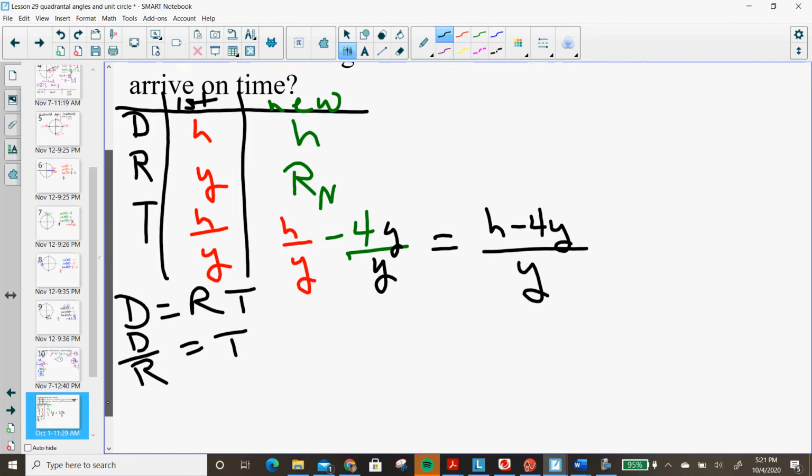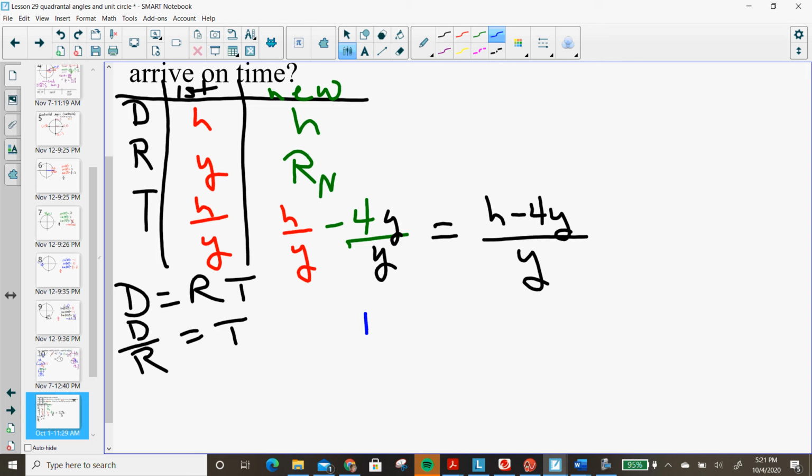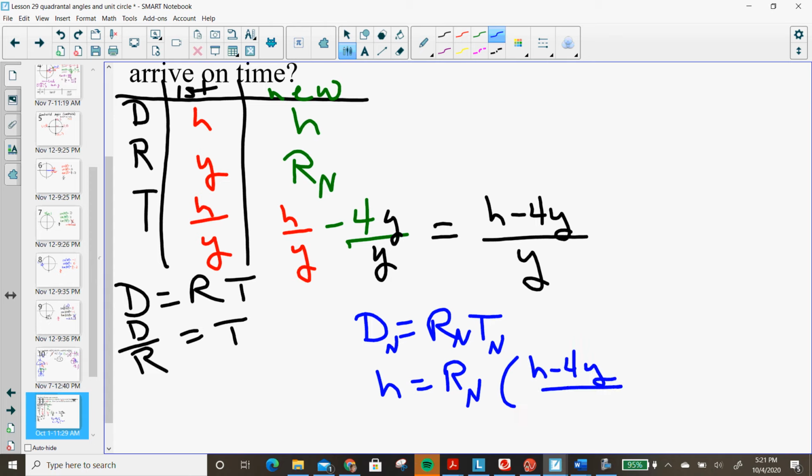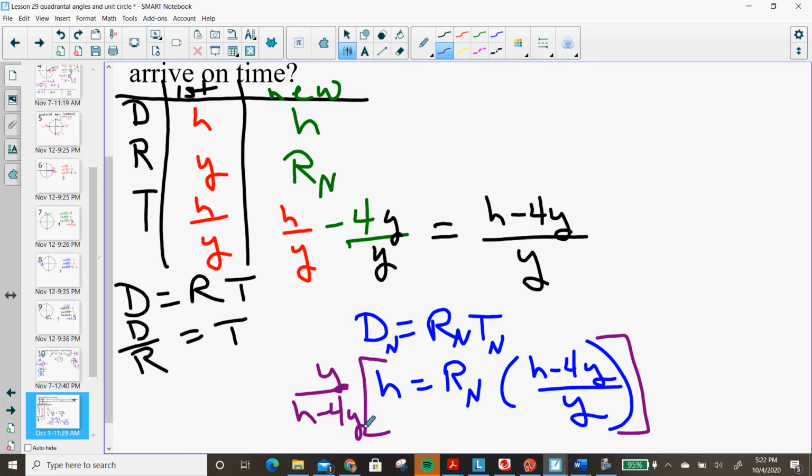Now, to get our new rate, if distance still equals rate times time, but now I'm talking about the new rate, my new distance is the same as the old. I don't know my new rate, and my new time is h minus 4y over y. If I want to isolate my new rate, I need to get just the r sub n, so I need to get rid of h minus 4y over y, so I will multiply by the reciprocal of that, y over h minus 4y.